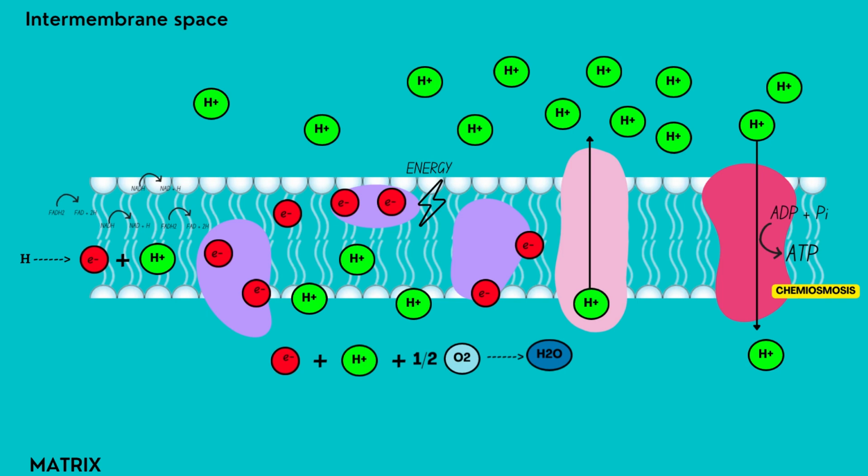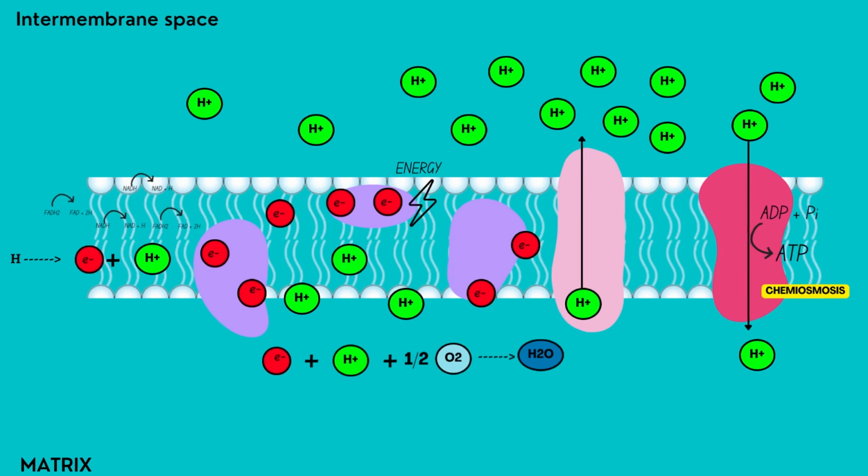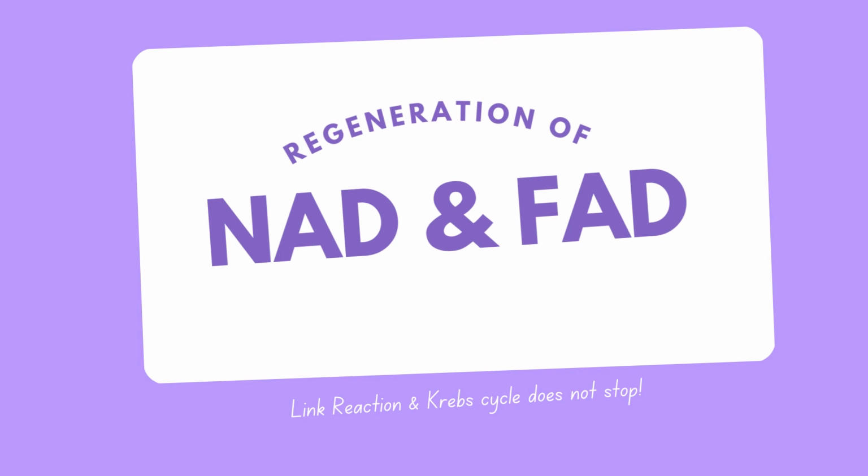The oxygen acts as a final electron acceptor. This results in the regeneration of NAD and FAD. Thus, the link reaction and Krebs cycle will not stop.